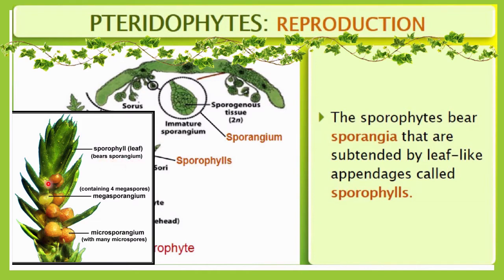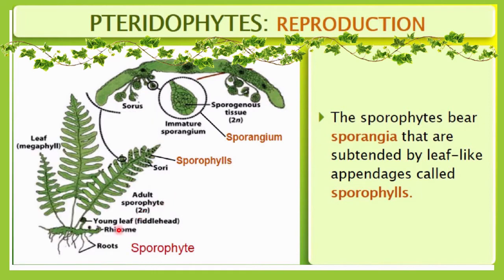Here you can see they will contain a sporangium, and this sporangium may be of two kinds, megasporangium and microsporangium. If it is forming female spores, it is considered a megasporangium. If it is forming male spores, it is considered a microsporangium. Here you can see the microsporangium, and this one is the megasporangium. So the female related structure is a megasporangium, and the male related structure is called microsporangium.